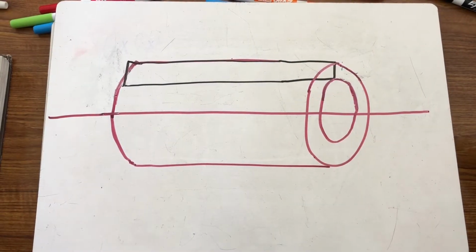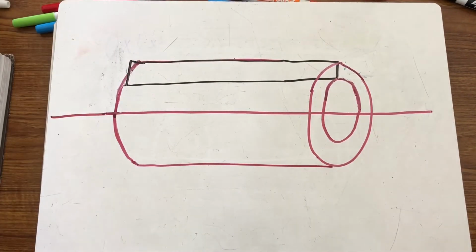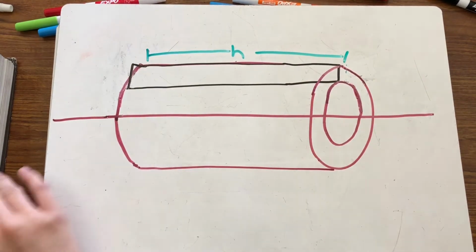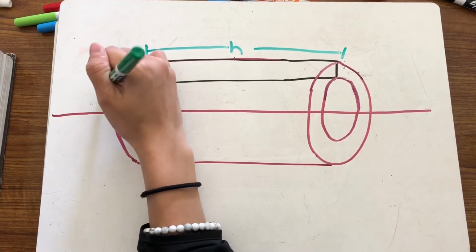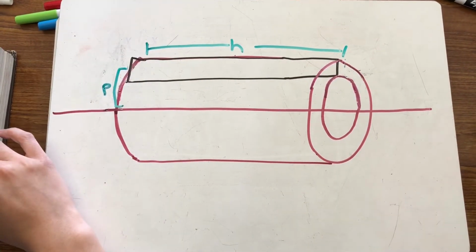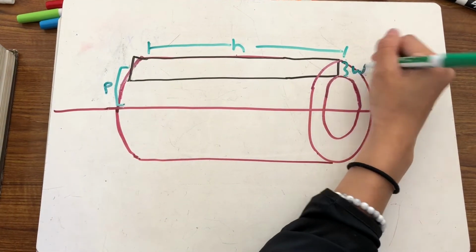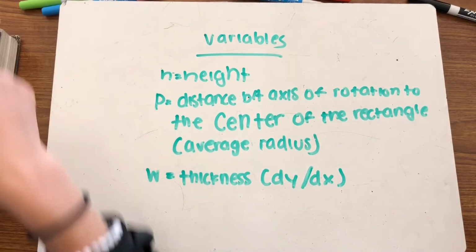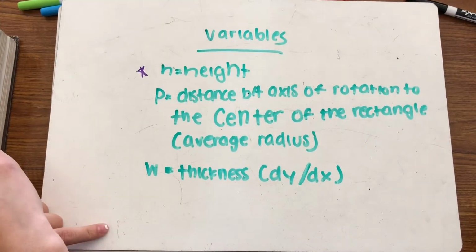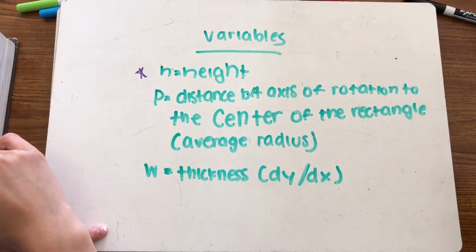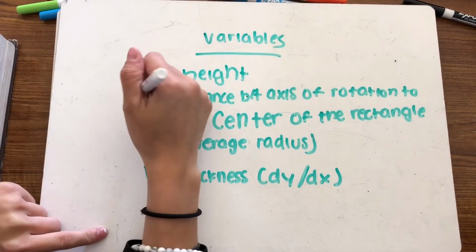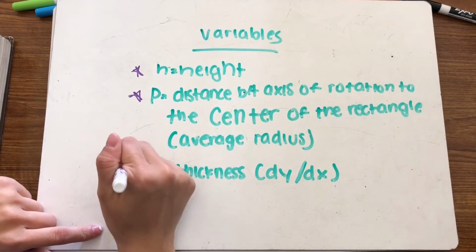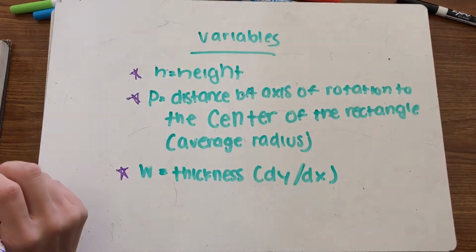Now let's take a look at this shell and its variables. So H stands for the height, P stands for the distance between the axis of rotation to the center of the rectangle, and W stands for thickness. Let's just clarify again. H stands for height, P stands for distance between the axis of rotation to the center of the rectangle, and is also used as the average radius. And W stands for thickness, and usually is in terms of dy or dx.